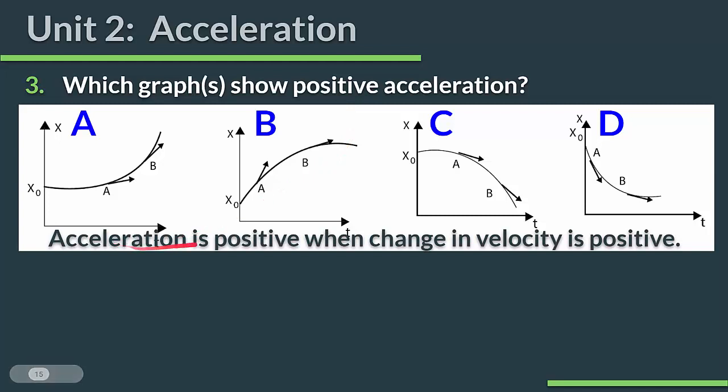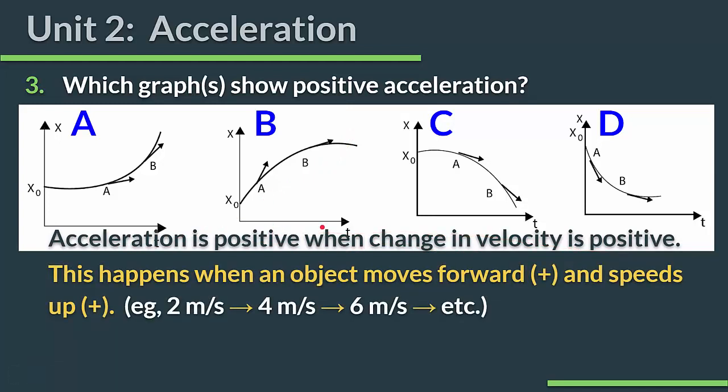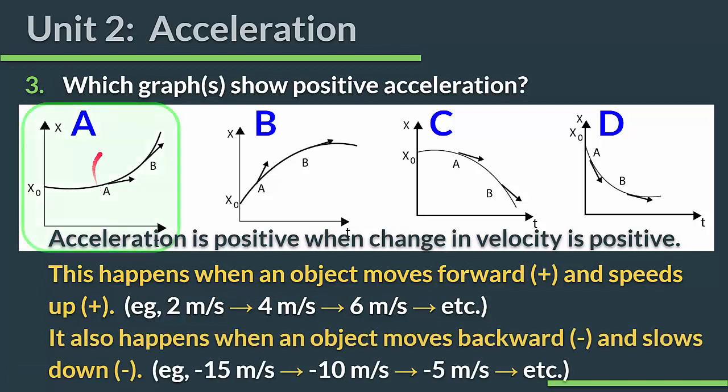Okay, remember, acceleration is positive when change in velocity is positive. This happens when an object moves forward and speeds up. Again, think of example numbers if you need to. But if you go from a speed of 2 to 4 to 6 to 8, so on and so forth, then you have a positive change, and this is an object that's moving forward and getting faster. The graph that corresponds with that is A.